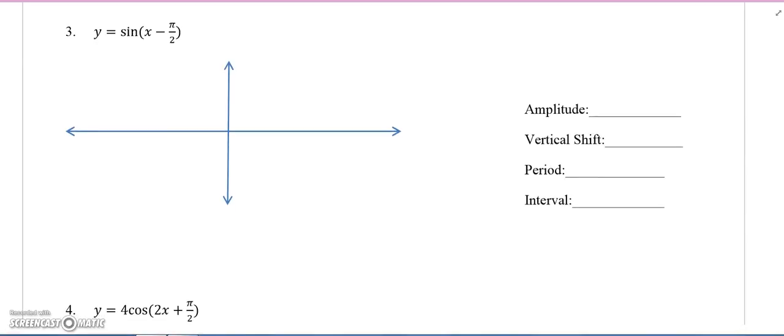Alright, so once again, we're going to go through, do the ones we know. Amplitude here, it looks like we've just got a plain old 1. And our vertical shift, I don't see anything over here, so that means we have no vertical shift. Okay, the period, this one's a little tricky, but just remember the period is based on the number you're multiplying by x. In this case, that looks like a 1 to me. So 2 pi divided by 1 is just 2 pi, so this is one of our usual ones, kind of. And that makes our interval pi over 2.